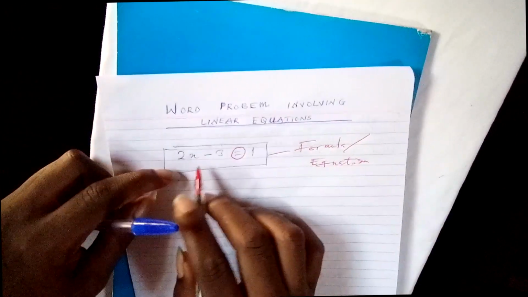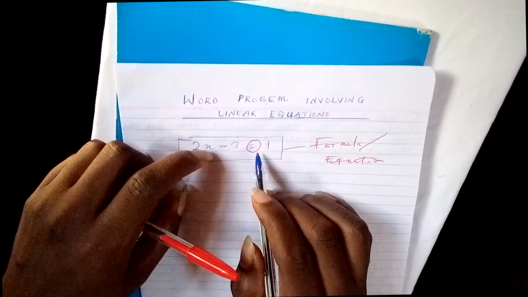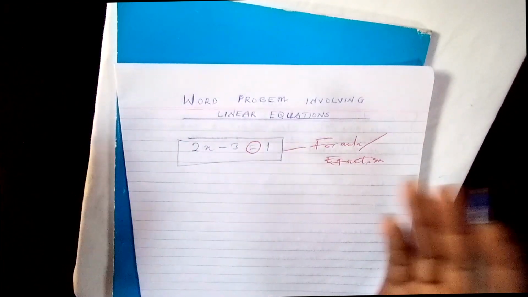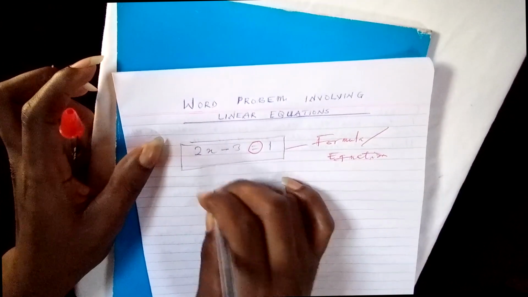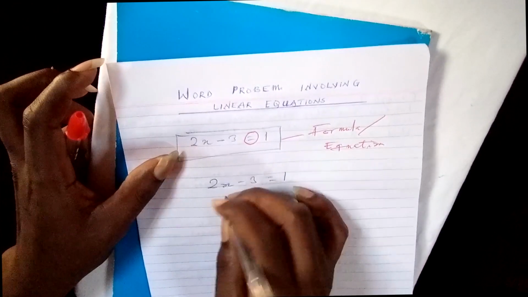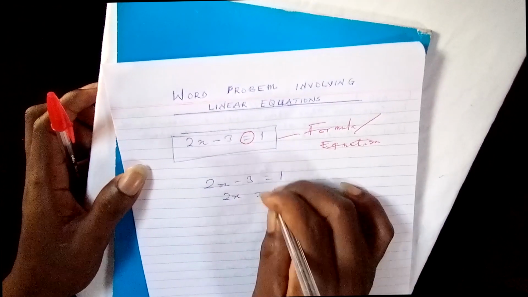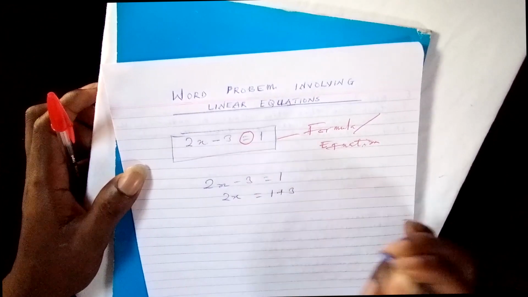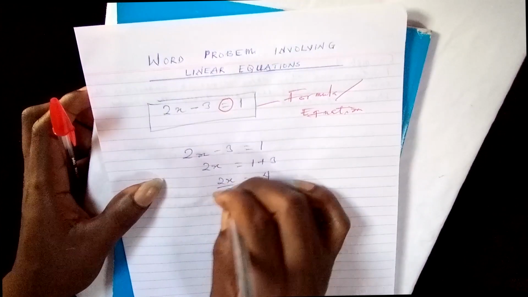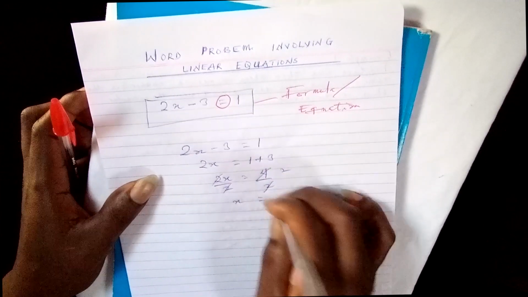Now, this equation or formula can be solved by making x the subject. That is traced from the knowledge of change of subject that you have done already. To solve this, we know that 2x minus 3 is equal to 1. We are trying to make x the subject. Therefore, 2x is equal to 1 plus 3. 2x is equal to 4. Therefore, we divide through, leaving x equal to 2.